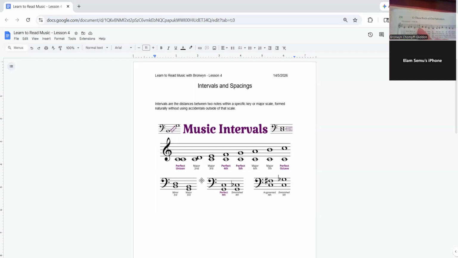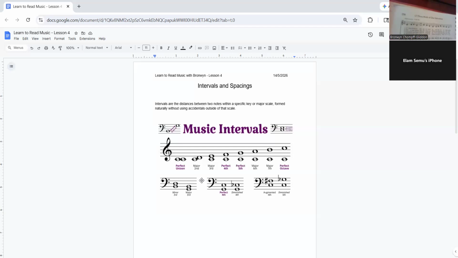Then we've got this one. Coming a bit closer. So we count 1, space is 2, line is 3, space is 4, line is 5, space is 6. So that is a sixth between the E and the C, which looks like this. 1, 2, 3, 4, 5, 6.